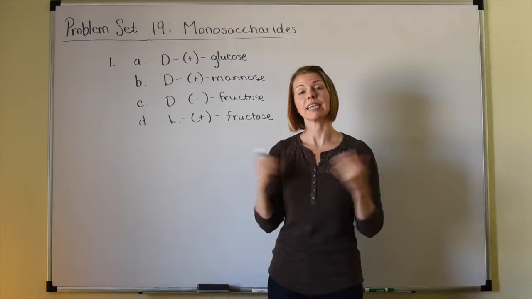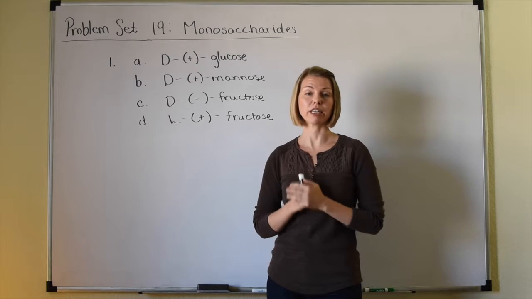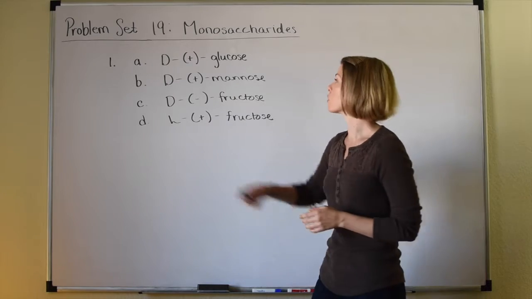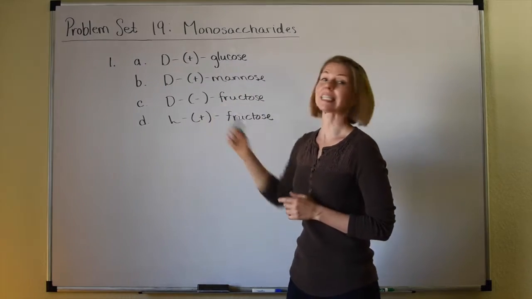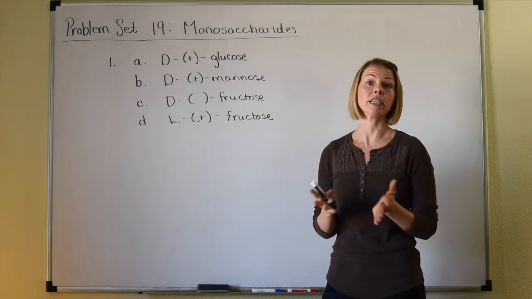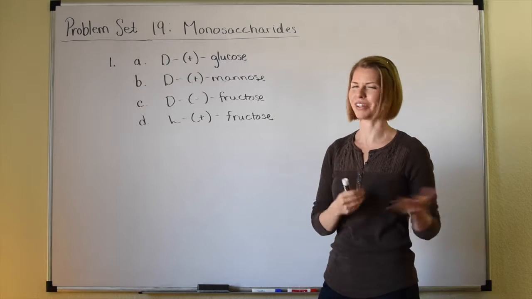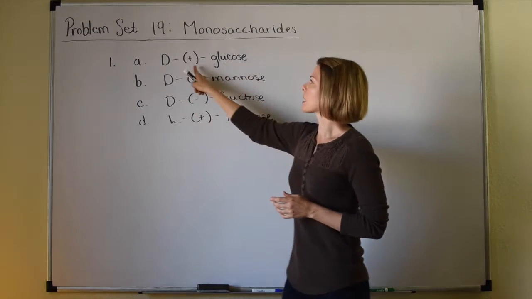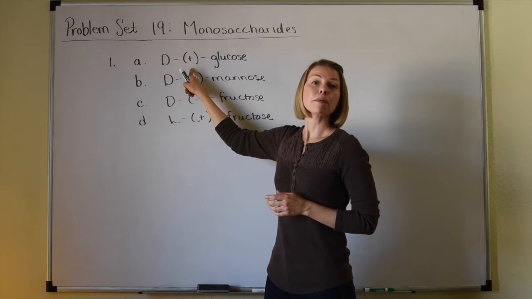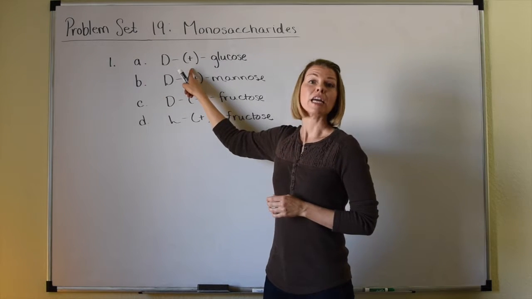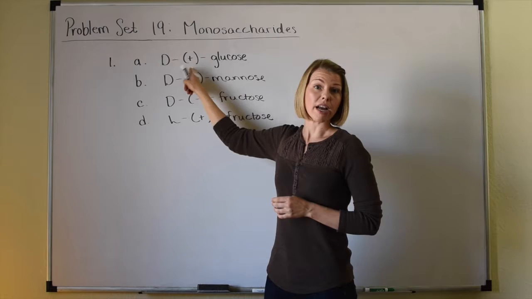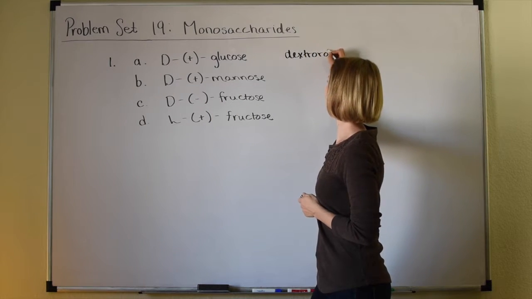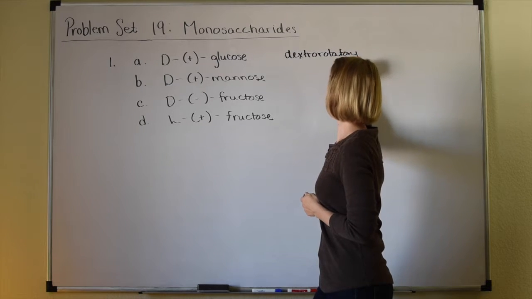right or the left. It doesn't tell you which way it rotates plane polarized light. The only way that you can know this from the name is if we include the plus or the minus in the name, and it's not always included. I did include it here, otherwise you'd have to go look up in a reference book. So we can see that D-glucose, because we have the plus here, it must be dextrorotatory. It rotates plane polarized light to the right. So I'm going to write here dextrorotatory for D-glucose.